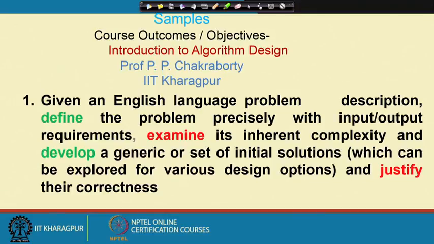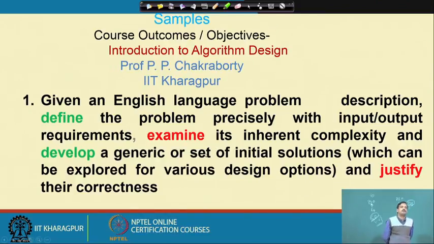So, as per the Bloom taxonomy cognition level, the objective is at the evaluation level. When I am writing a course outcome, it may contain more than one action verb, such as define, examine, develop and justify. But the cognitive level of the outcome depends on the highest action verb's cognitive level.